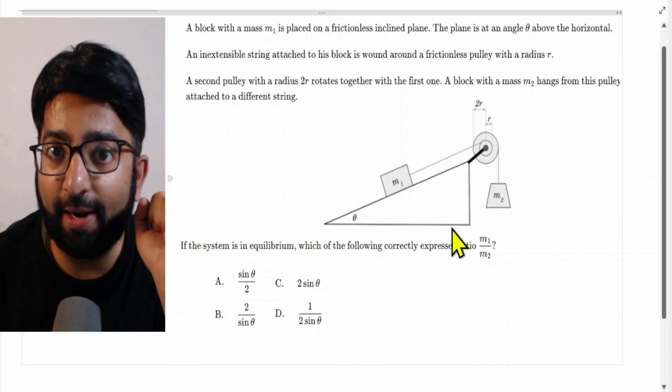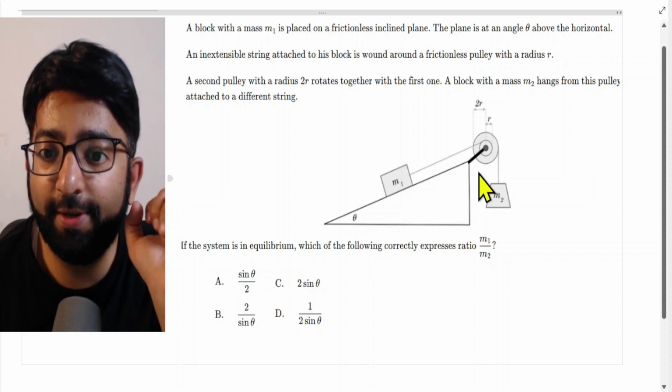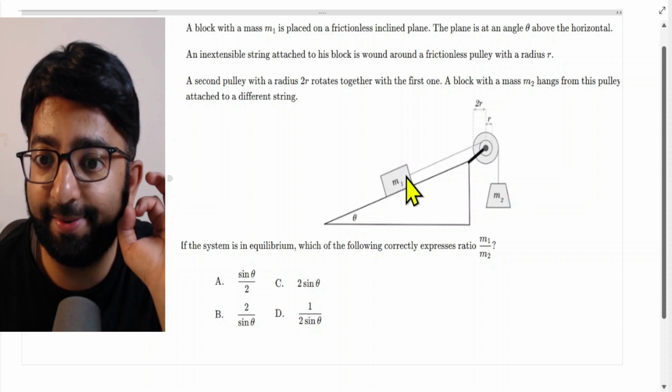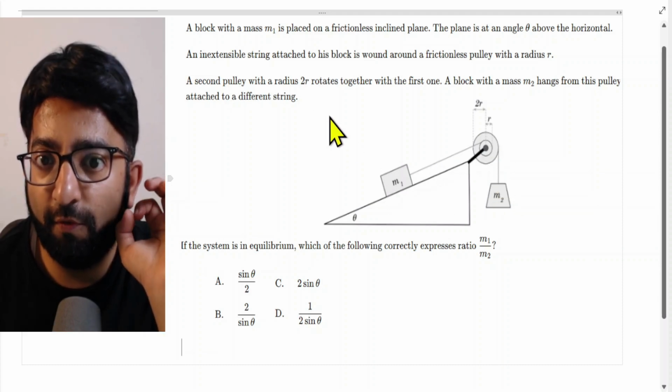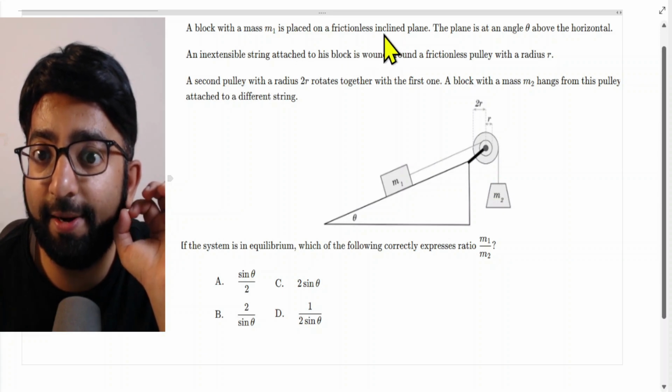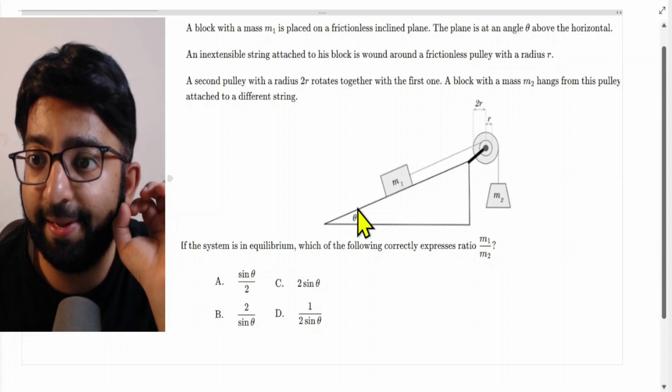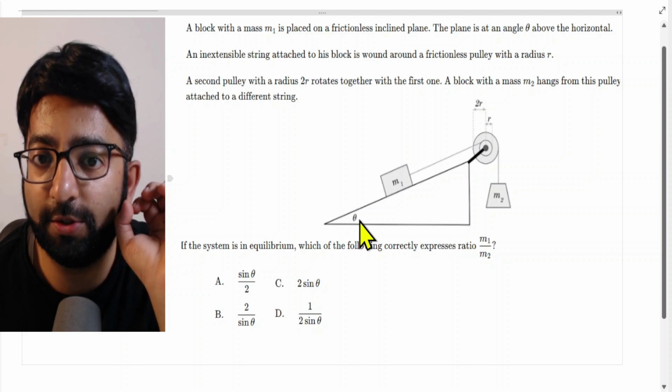So here we have an inclined plane which is connected with a pulley, and there are two blocks which are connected with strings, and the two strings are going over the pulley. So first it is mentioned that the inclined plane does not have any friction. The plane is at an angle of theta above the horizontal.